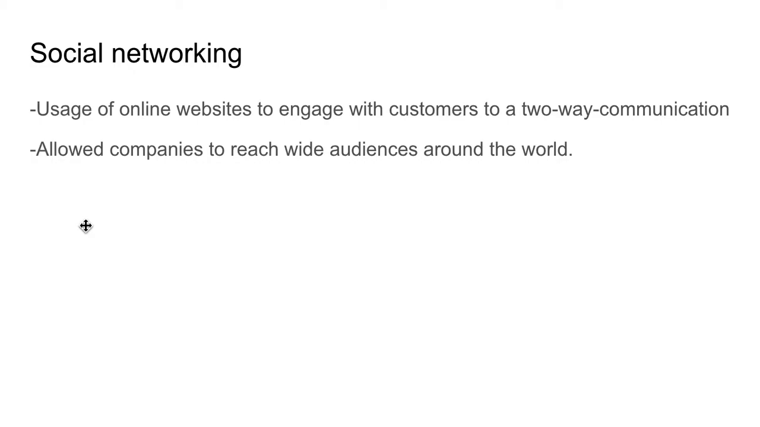This is social networking. What it does is basically allow online web pages to engage with customers in two-way communication. Basically, it allows companies to reach a wider audience around the world. What it does is have the company's testimonials, aka customers, communicate with potential other customers, who may not have purchased the products yet, to convey how they have experienced the product or the service, in which they would highly recommend or evaluate the product, so that other customers potentially purchase it.